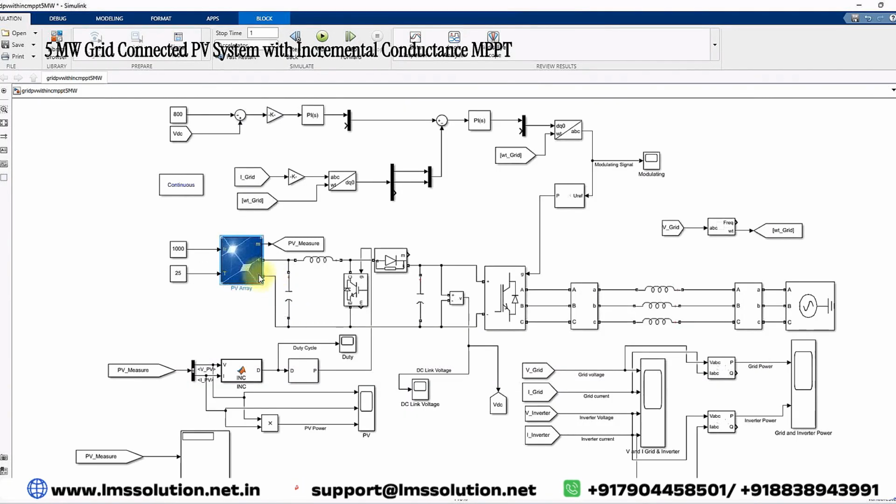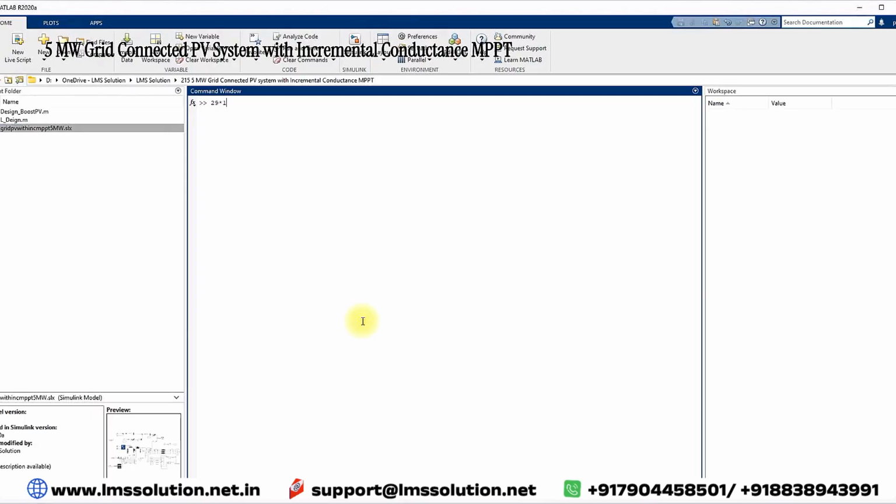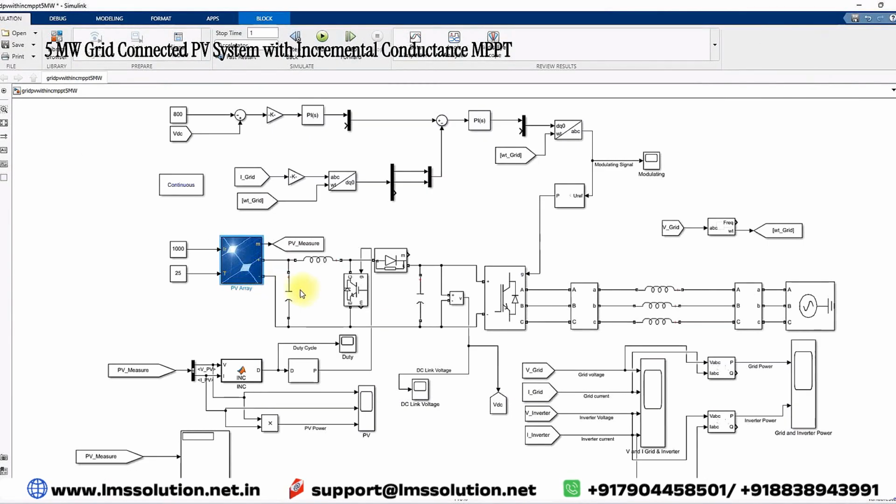And it is going to be connected to the grid inverter via this boost converter, and this boost converter will be designed based upon the terminal voltage. Here you can see 29 into 11, that means 319 volt. At standard test condition, the terminal voltage will be 319 across this PV panel.